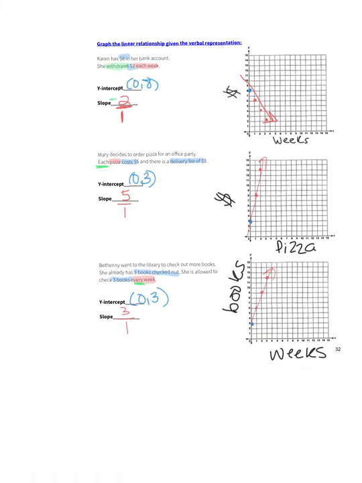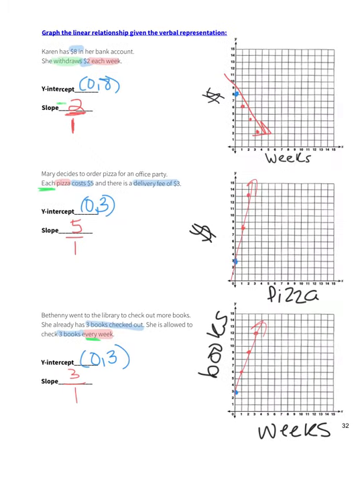Okay, hopefully you tried these 2 on your own. So for this one, we are comparing pizzas and cost. All right, there's a delivery fee, which is a one-time thing. You start with that amount. You got to pay $3 right off the bat. So that's your y-intercept right here.